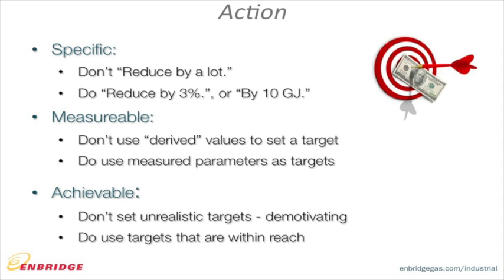Specific targets: don't use "reduced by a lot" because that doesn't mean anything to anybody. Use numbers, 3% or X gigajoules. Use specific numbers. They must be measurable. You installed all these systems. You have fancy data collection. So don't make your target something that needs to be divided by 3 different factors. Make it something that's visible on the screen for everybody. That way they can relate to it. They can say, I know what my target is. I can see where I am today. It buys you engagement.